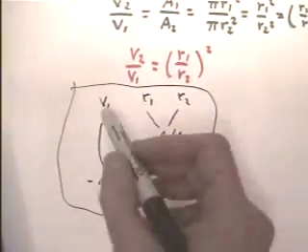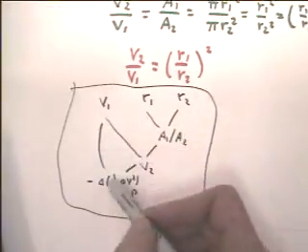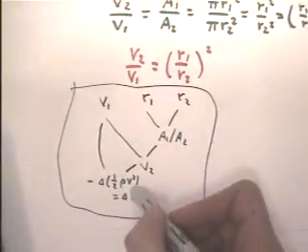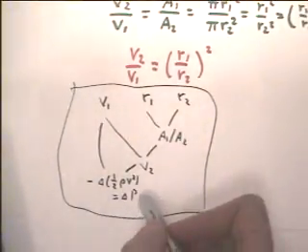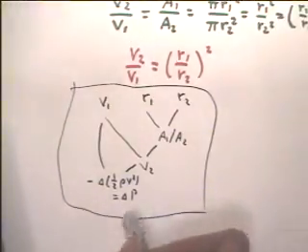And now that we know both V1 and V2, we can find our change in 1/2 rho V squared. And the negative of that change, again, is our pressure change, since we're at a constant height.